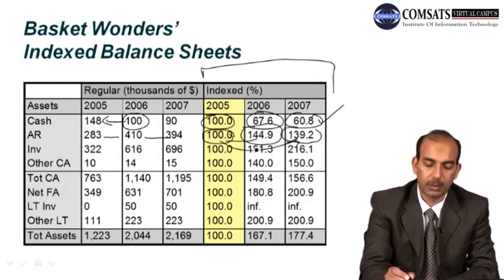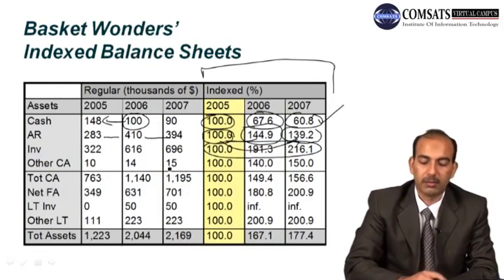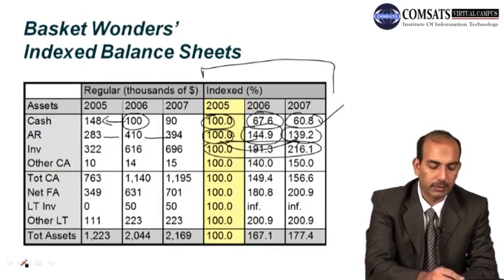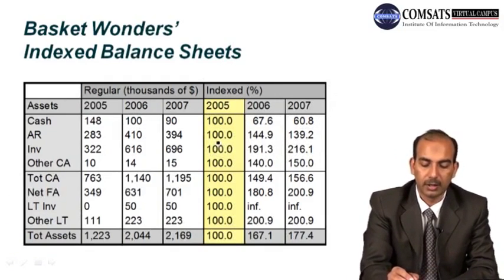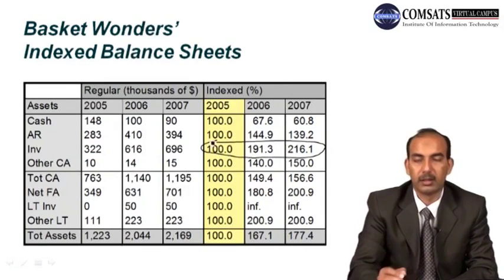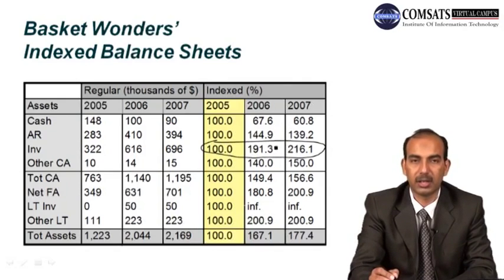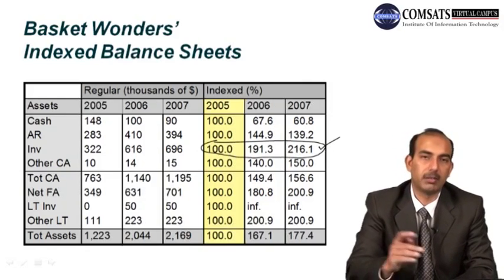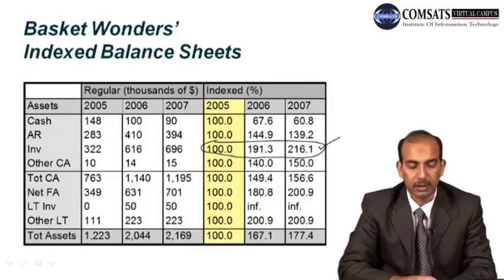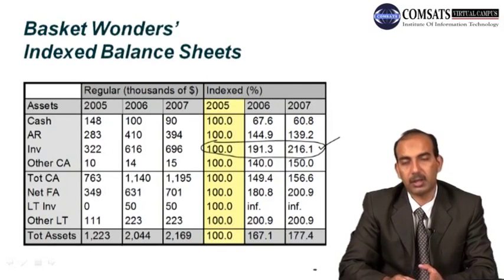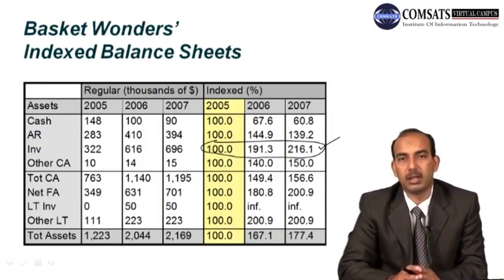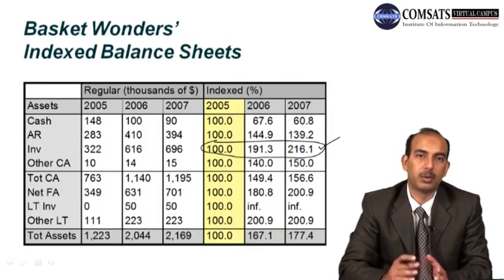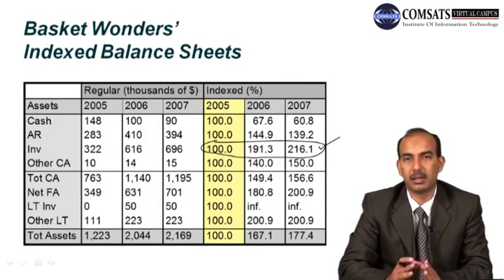So again, if you look at the more worrying sign here, the inventory, it is increasing. If the base year inventory is 100, then the next year inventory has increased to 191.3, and then in contrast to the base year, in 2007 the inventory has been doubled. So it means inventory is not being handled efficiently. And then all these figures, you can take them for their explanations, and accordingly the management should perform to rectify the operations such that the wealth maximization of the shareholders could be made possible.